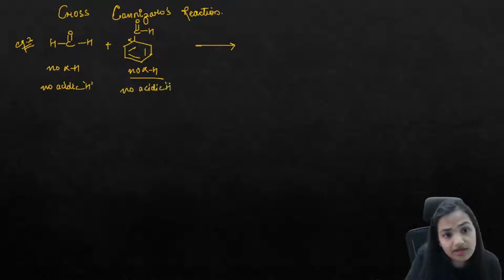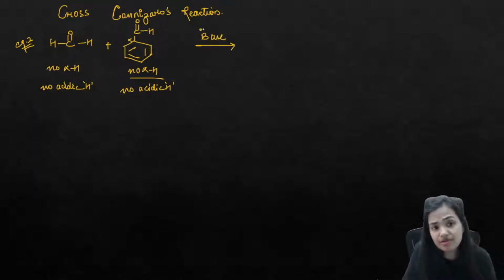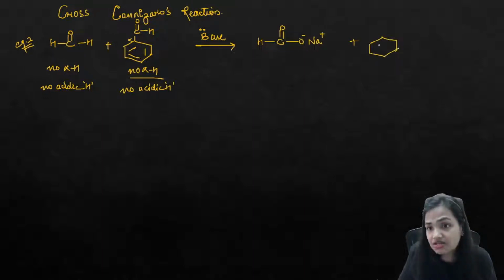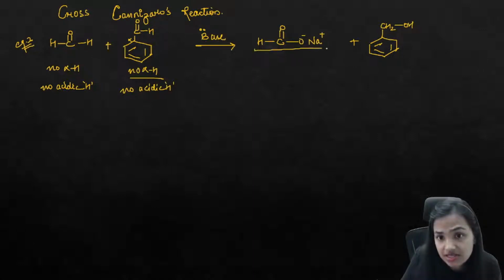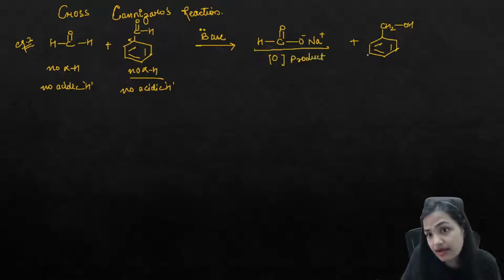Ultimately, in the presence of any base, what will happen? You will get two products. One of them is going to be the oxidized product, that is the sodium salt of the carboxylic acid, and the second one is going to be the alcohol, that is CH2OH. So this is the oxidized product, and this is going to be the reduced product.